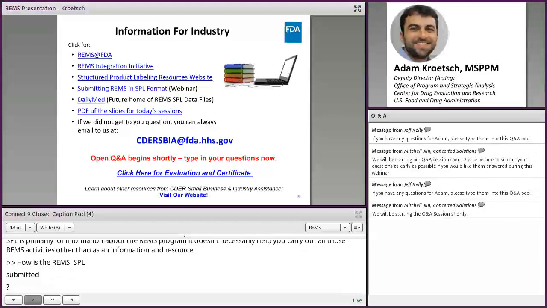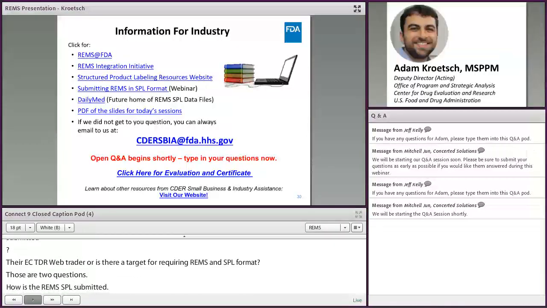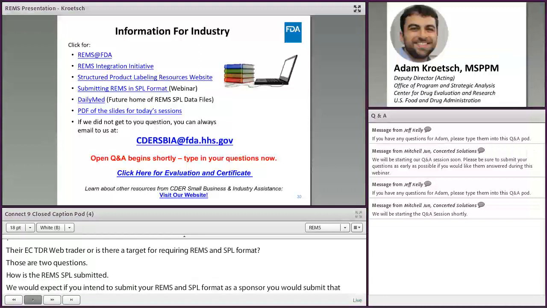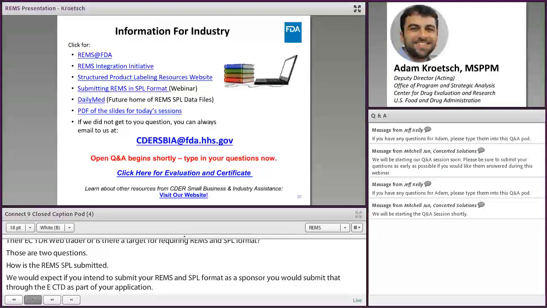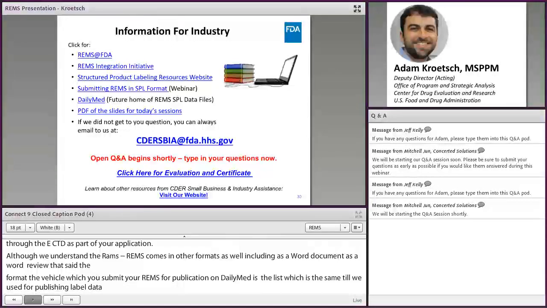Although we understand that sometimes the REMS comes in in other formats as well, including as a Word document to help facilitate review. That said, the vehicle through which you submit your REMS for publication on DailyMed is eList, which is the same tool that we use for publishing labeling data on DailyMed. Regarding whether there's a target for requiring REMS in SPL format, that's really going to depend on the timing of the guidances. So that draft guidance, followed by comments, followed by a final guidance, followed by a requirement taking effect 2 years after the publication of that final guidance.